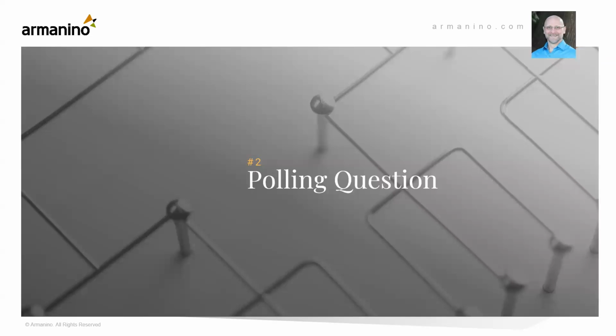Now, on to our next polling question number 2. You can now generate what type of bank file in cash management? Is that an XML, a BAI, a NACHA, or a BAI2? You got this.